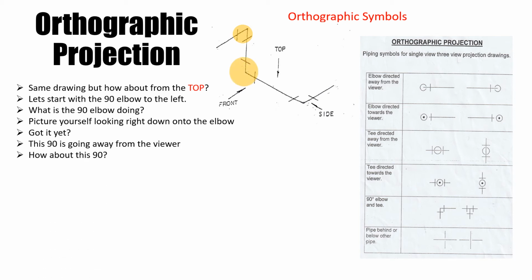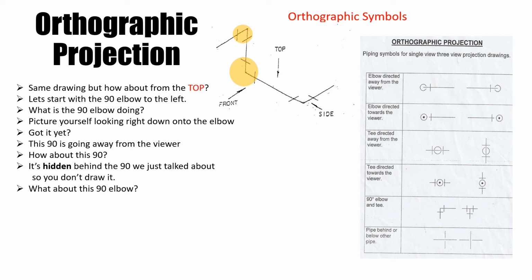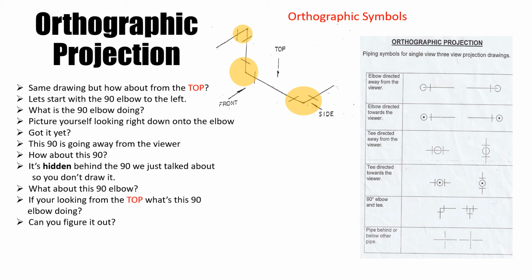Now how about this 90 from the top view? It's hidden behind a 90 we just talked about again. This 90 here is actually blocking the majority of this 90. From the top view here, looking down, we cannot see this line. But we can see this one, and we can see this one, and we see this 90. But we do have to draw this hub. Okay? So, what's this final 90 doing? It's flat to the viewer. And there it is there. Almost, it looks the same in all reality.